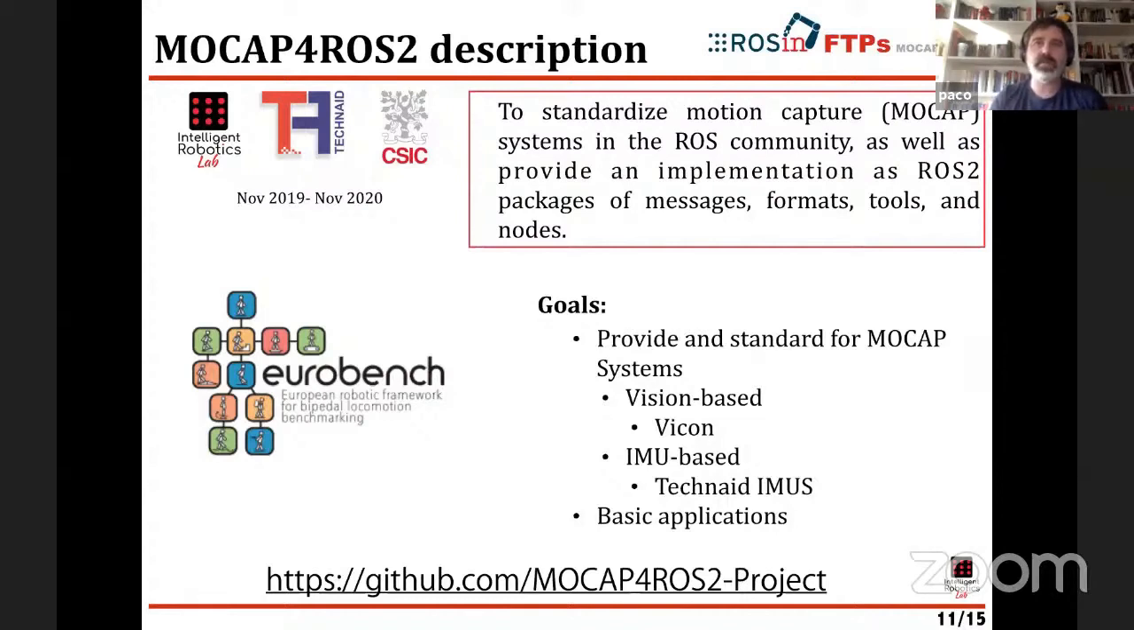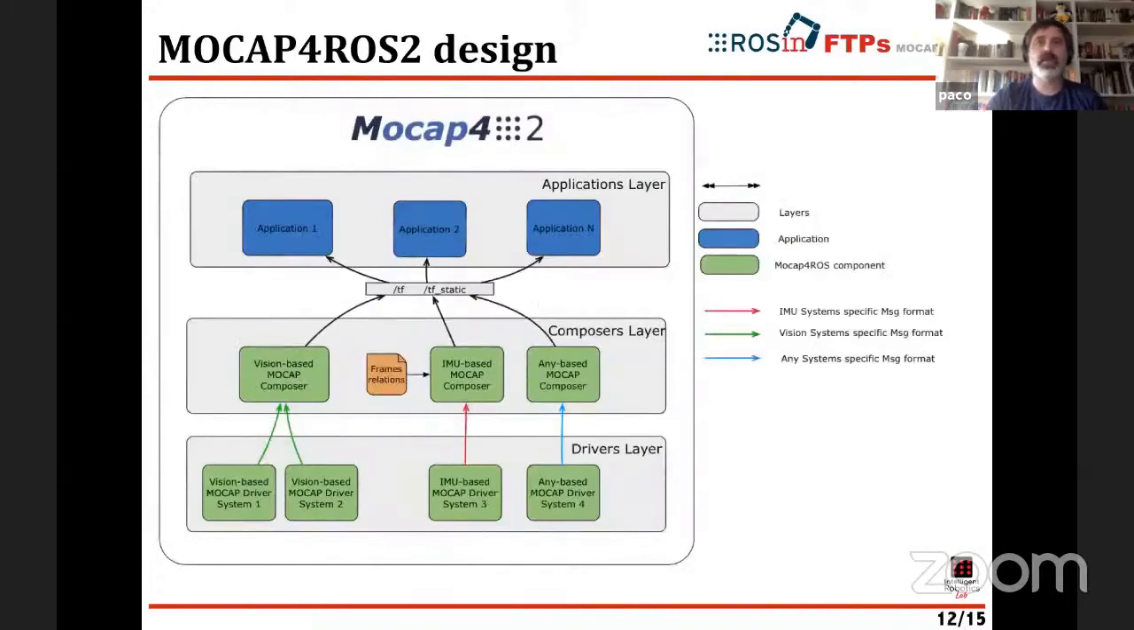All these systems must be integrated onto ROS 2, the system chosen to integrate all the components. In these facilities, the Eurobench project provides test benches for humanoids and exoskeletons. The proposal of Mocap4ROS2 is an architecture in three layers. The first one, the driver layer, contains nodes that directly obtain the data from the motion capture system through their SDKs. The SDK for the Technaid IMU is available only in C#, so we have to use the binding for .NET in ROS 2.